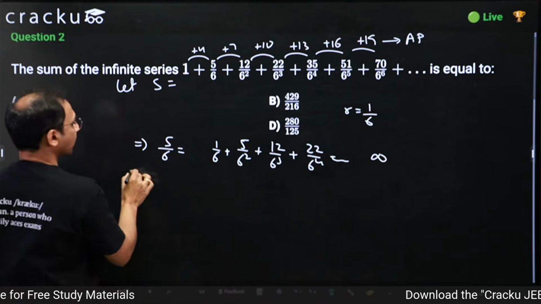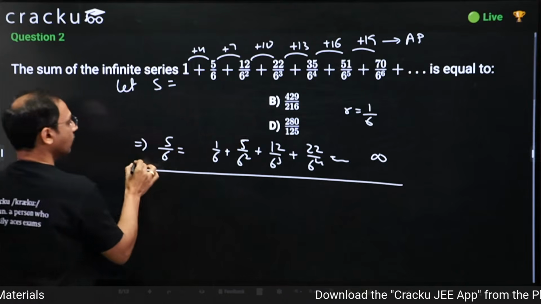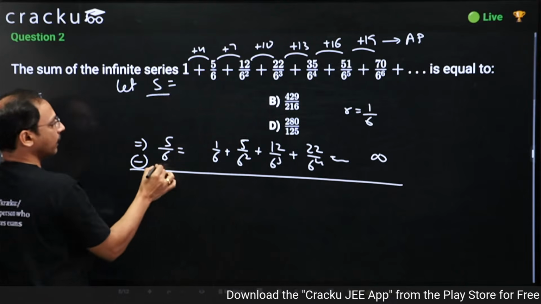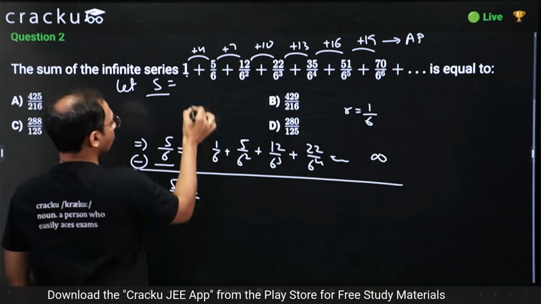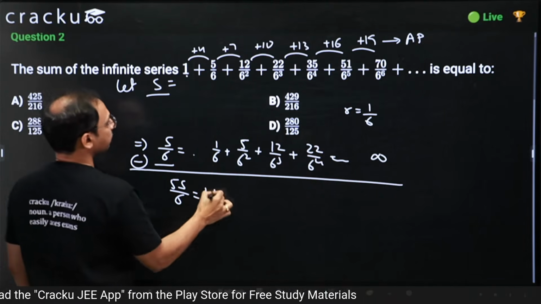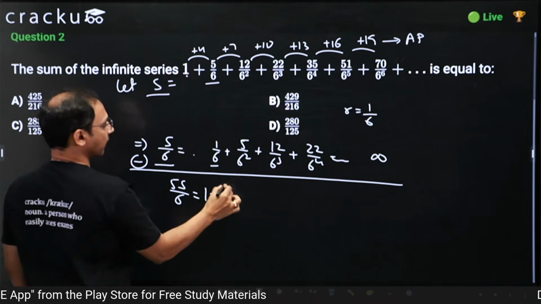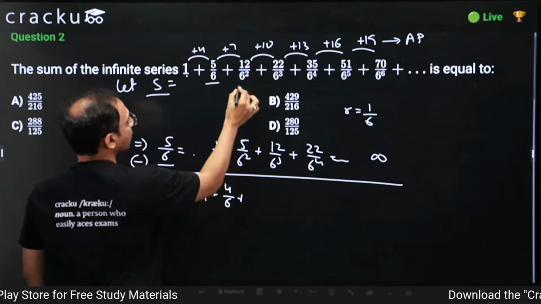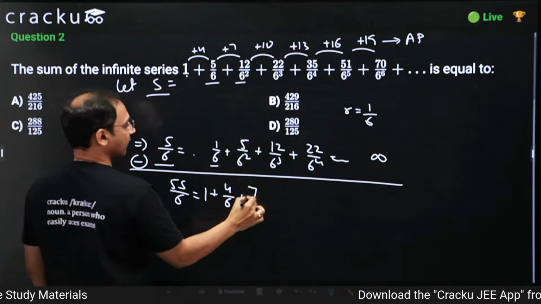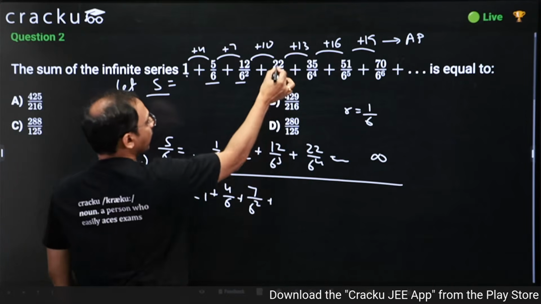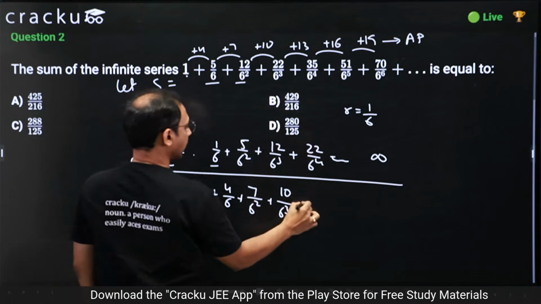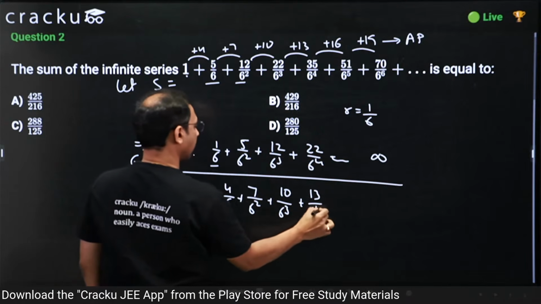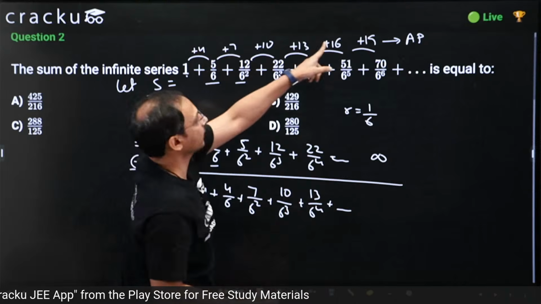Now you subtract these two equations. When you subtract, S minus S by 6 will give me 5S by 6 is equal to 1 minus 0. I'll write 1. 5 by 6 minus 1 by 6 is 4 by 6. 12 minus 5 is 7. 22 minus 12 is 10. You will get like this. Here I'll get 13 and so on. You will get these numbers here.